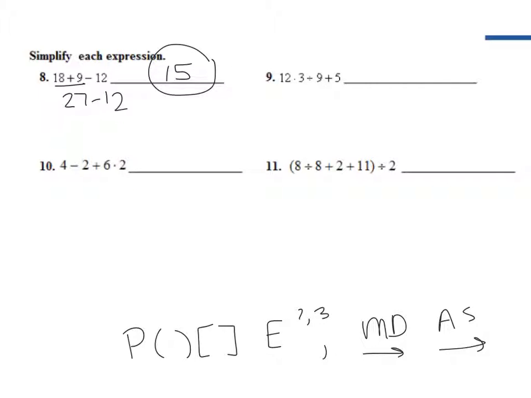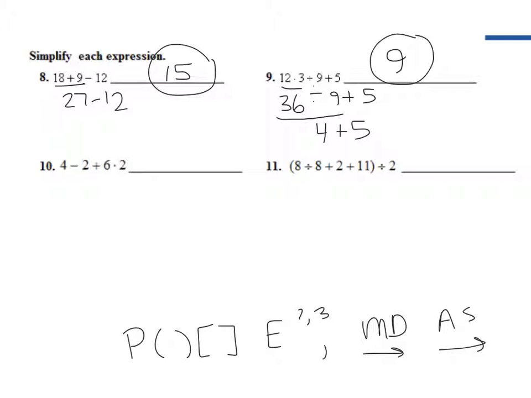Number 9, there's no parentheses, no exponents, so I'm going to multiply first. So it's 36, carry down the divide, 9 plus 5. Then I do 36 divided by 9, which is 4, copy down the plus 5. So the answer is 9. Make sure you're showing your work at each step.